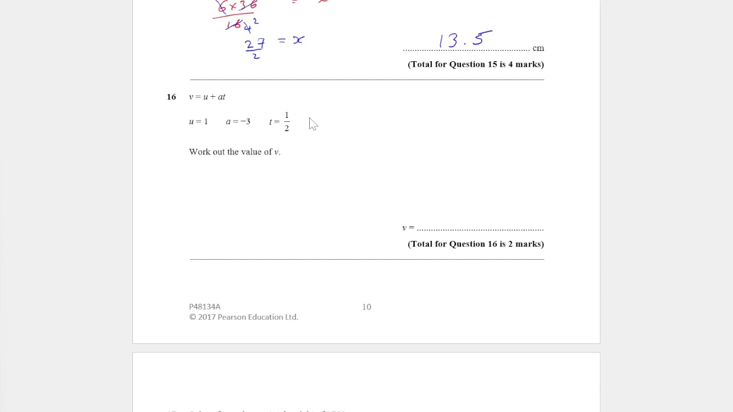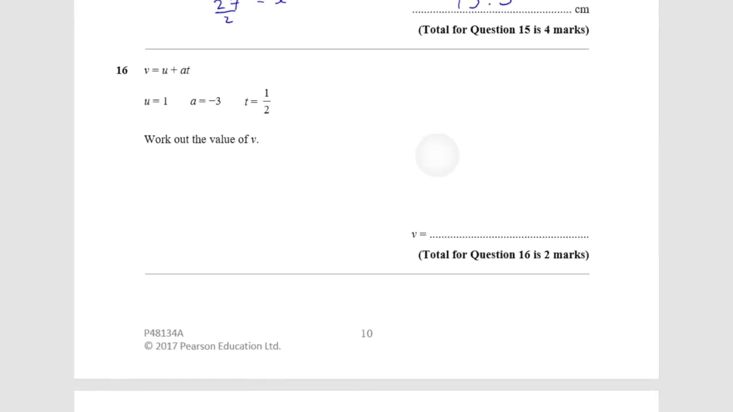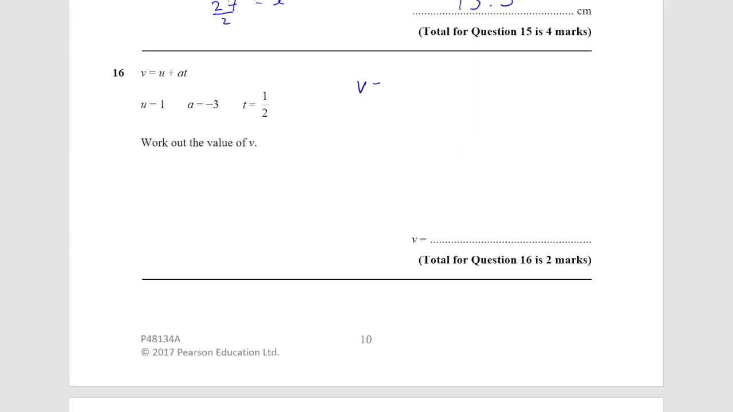Okay, question 16. So we've got a kinematic formula. Work out the value of v. So we're doing a little bit of substitution here. So we're going to say that v is going to be equal to, instead of u, we've got the value 1. Instead of a, we've got the value of -3. So I'm going to put that in a bracket, times by t, which is half. So that's going to be equal to 1, and then -3 times a half is -3 over 2. And then 1 minus 3 over 2 is just minus a half. So v would be -1/2.